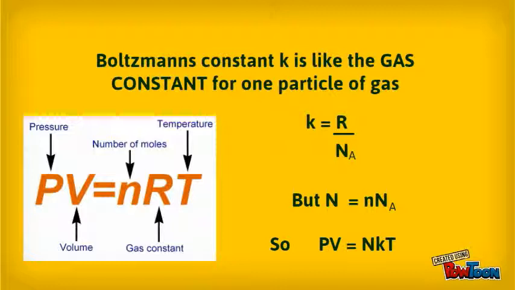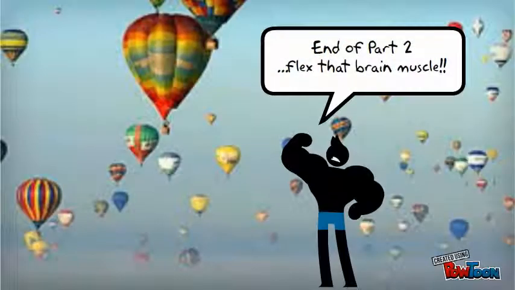So we can rearrange that equation and find out that PV, that's pressure multiplied by volume, is equal to capital N, where N is the number of particles in that gas, multiplied by k, which is Boltzmann's constant, multiplied by the temperature, and that's called the equation of state. And that is the end of part 2.